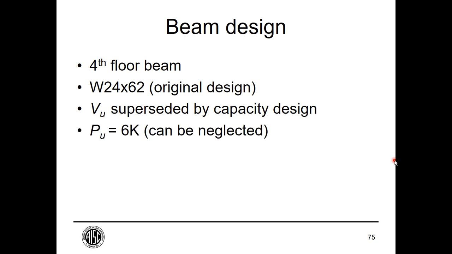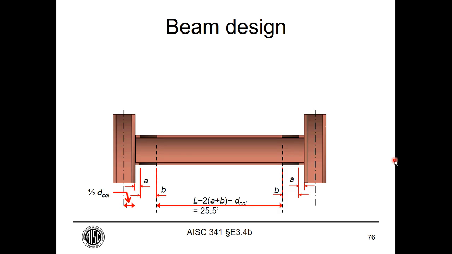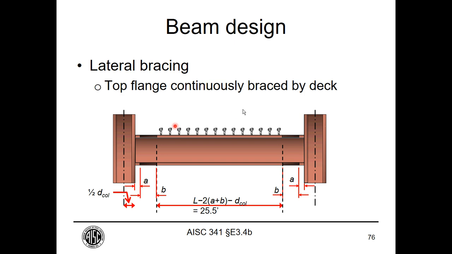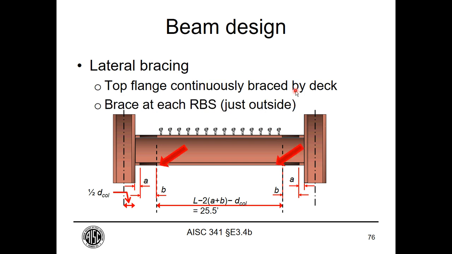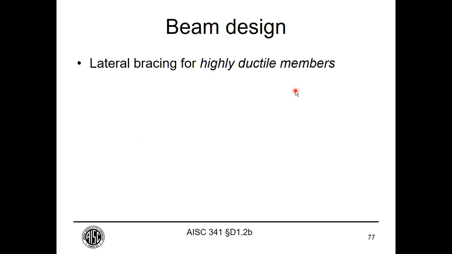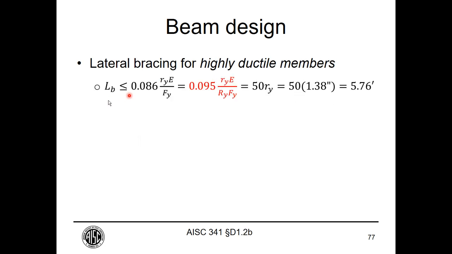Very low axial force, we're going to neglect it. Here's the length between the plastic hinge locations. We need lateral bracing. At the top flange, we're continuously braced by the deck. Bottom flange, we're bracing just outside of the plastic hinge zone. And then we have a spacing of lateral braces required.